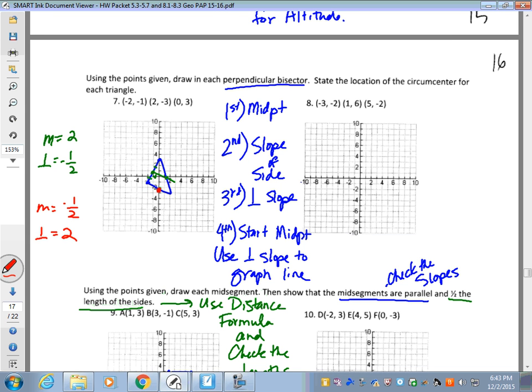So, basically, I'm going to go up 2 over 1, and I can see right there. Oops, that's not exact, but what you have here is your intersection, and that would be the circumcenter. So our circumcenter here would be (1, 0). Okay, so you need to do those steps for number 8.